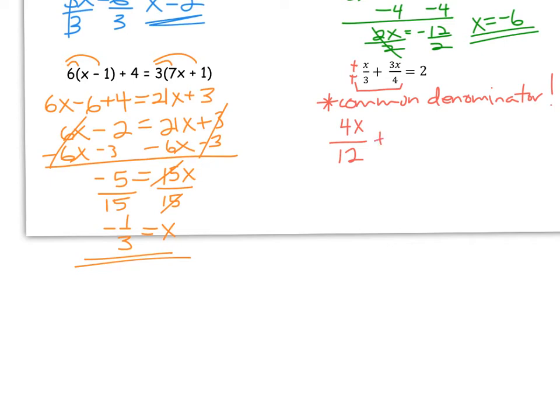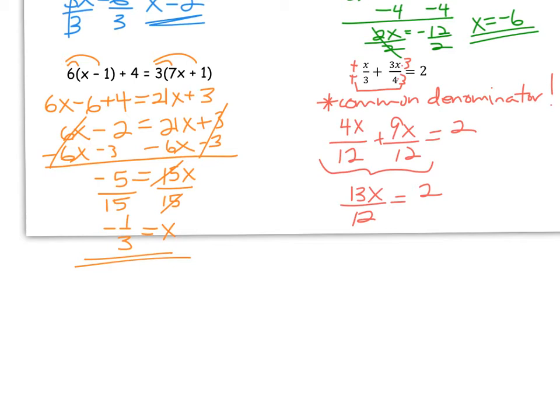Plus 3x over 4, well, we'd have to multiply the 4 by 3, so we have to multiply the 3x by 3 also. 3x times 3 is 9x over 12. On the right, we still have just 2. We have like terms on the left-hand side, and both terms have x. When we combine the numerator, we get 13x over 12 equals 2.